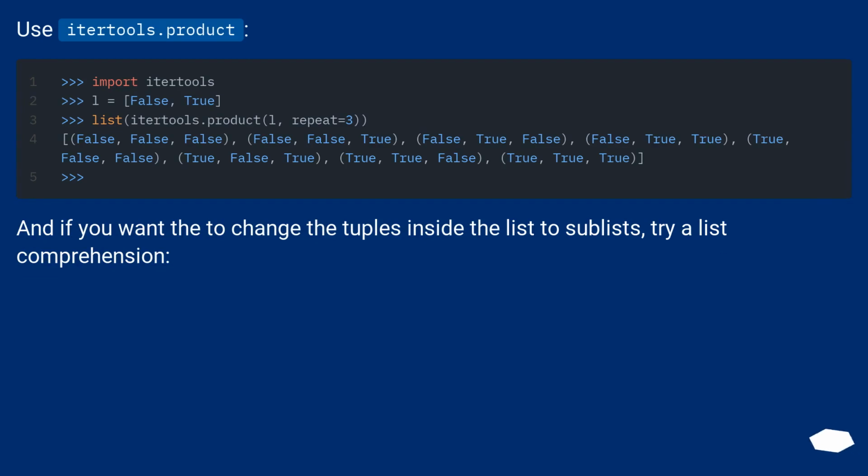Use itertools.product. And if you want to change the tuples inside the list to sublists, try a list comprehension.